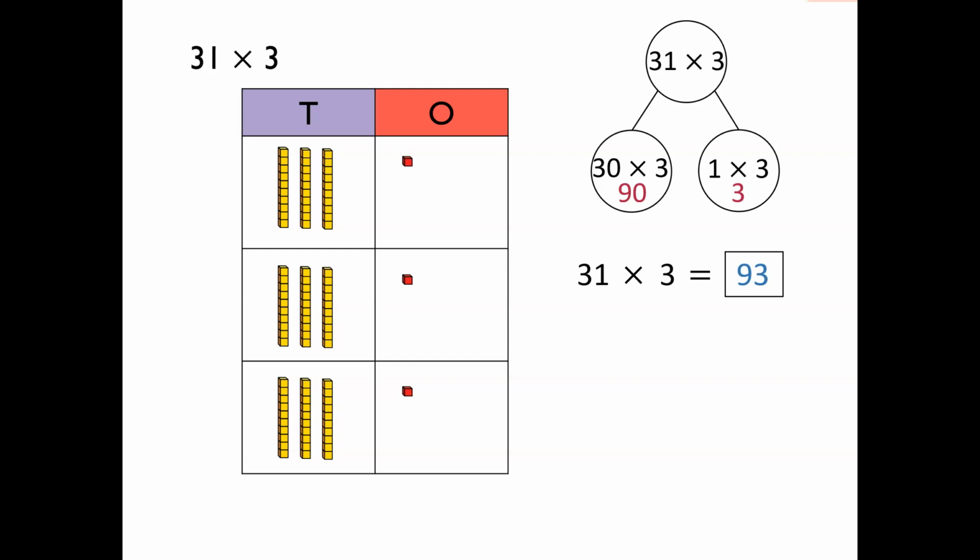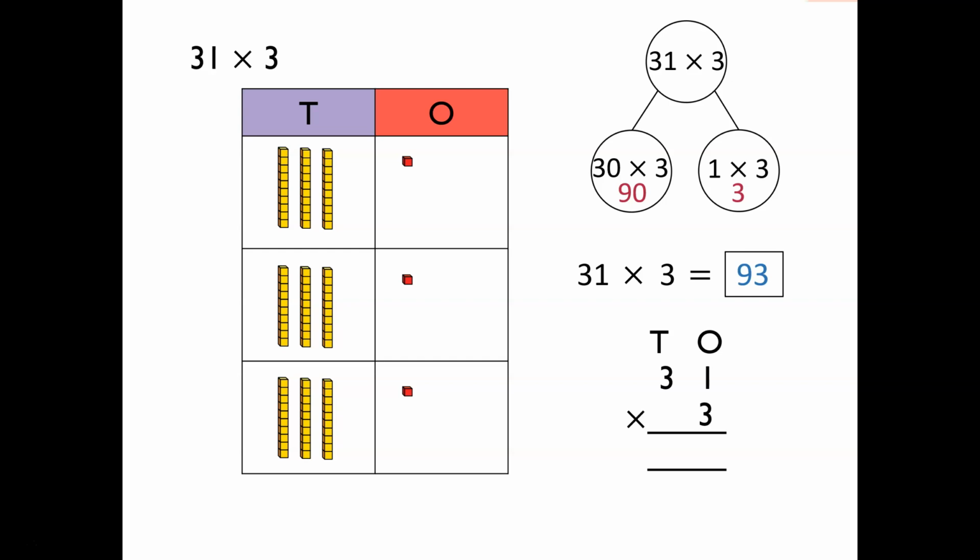Let's see how we would multiply 31 by 3 using the formal written method. Here I've recorded my tens and ones. I write the operation sign and the number I'm multiplying. In this case, it's 3. I record it under the ones digit. And now I draw my two lines. My answer will be recorded between these two lines.